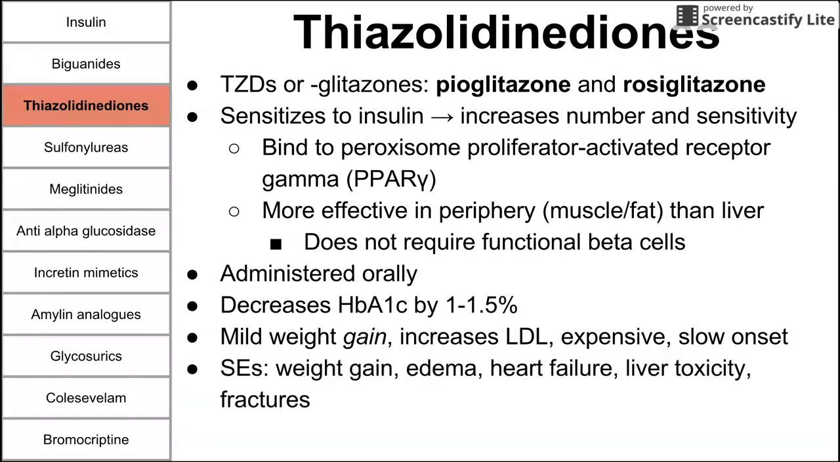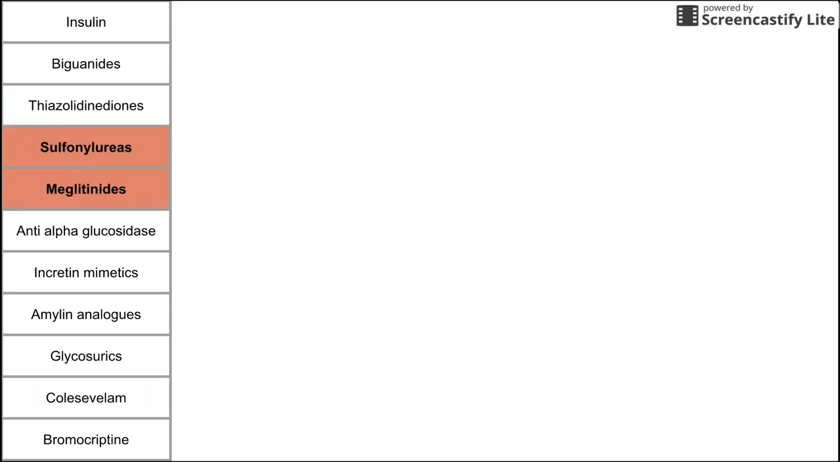Side effects here, as we said earlier, are weight gain. We see some edema. We also see heart failure, liver toxicity, and fractures of the bones. But these are safe with renal failure. So if you have a patient with DM2 who has some renal failure, you might not be able to give them metformin, but you can give them one of the glitazones.